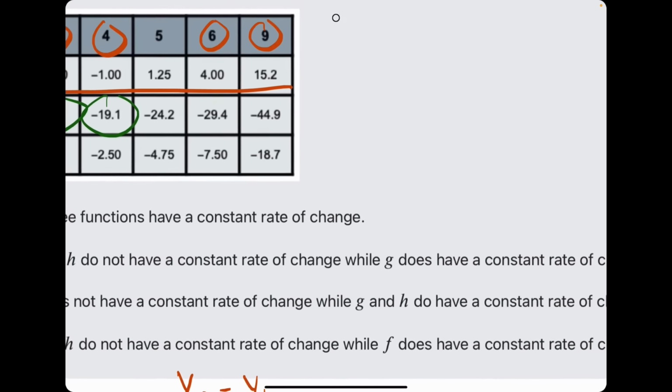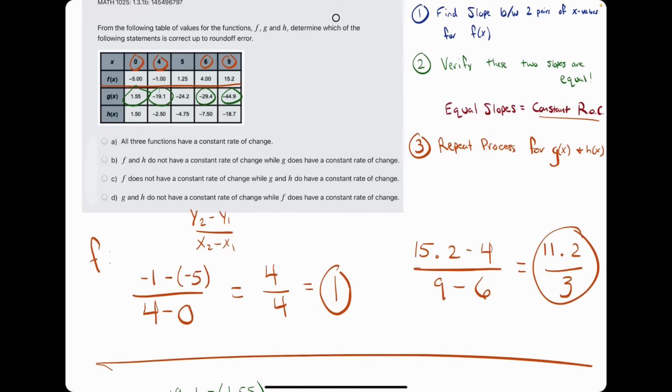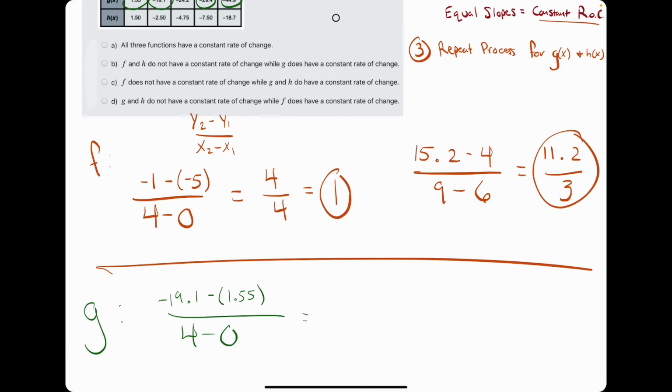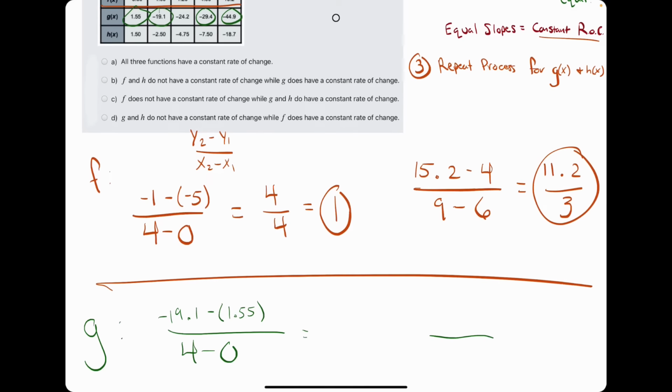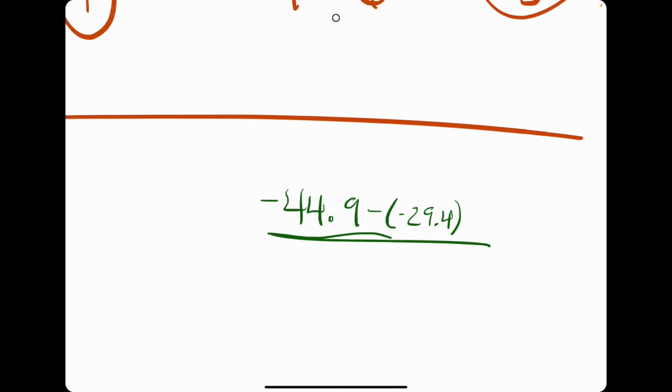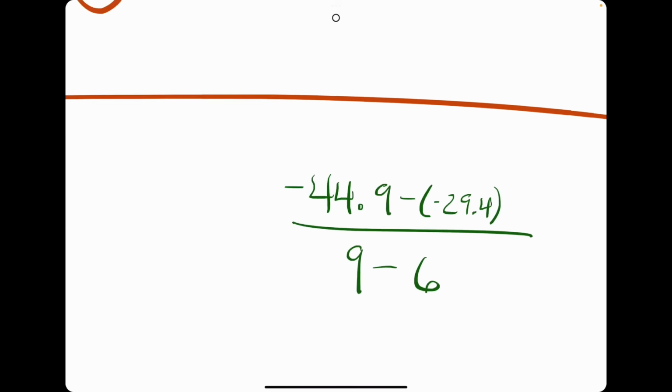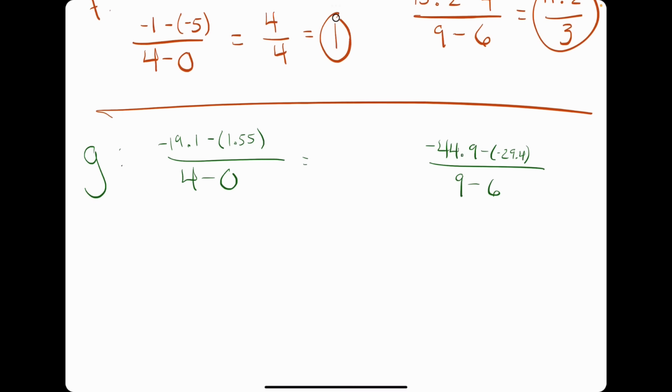Let's go ahead and set up the next slope between 6 and 9 for the function g. So we'll do -44.9 for y2 minus -29.4 for y1, and then that's all divided by 9 minus 6. Again, pretty complicated with the decimals, so I'll just save it for Desmos.